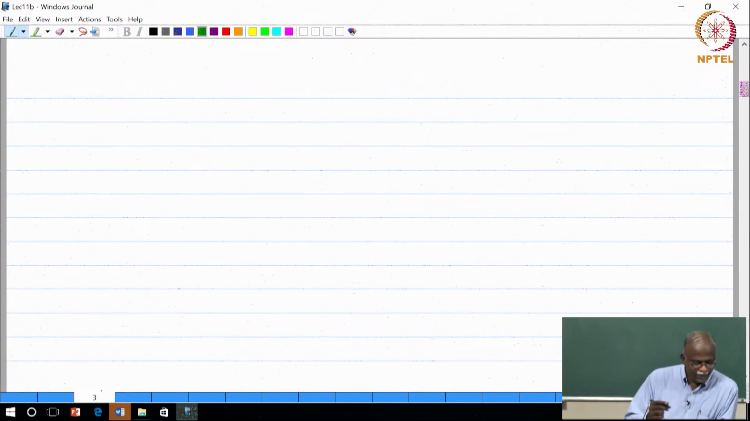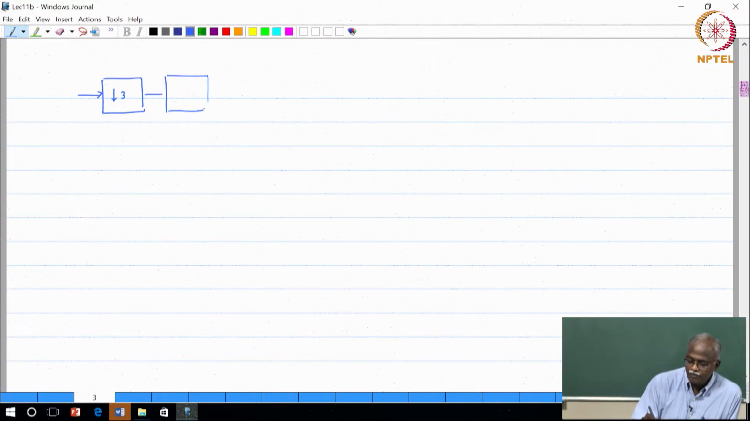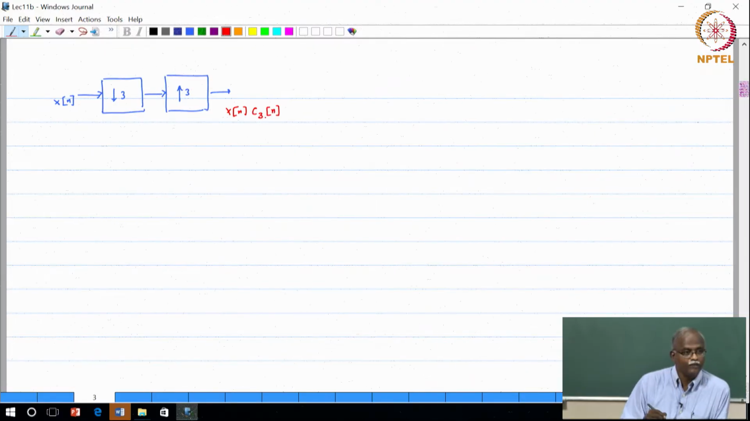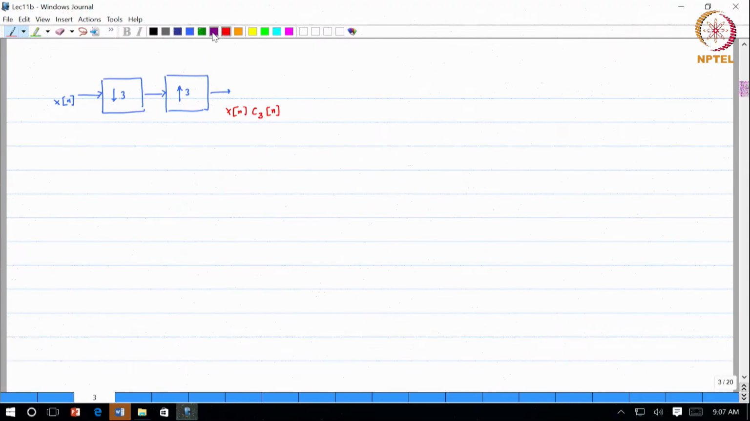Now, let us build on what we have discussed in the last class, several useful results by way of a review. Let me ask you to look at this particular block: downsample by a factor of 3, upsample by a factor of 3. This is x of n, and the output is the same as x of n multiplied by the comb sequence C3 of n. It is good to keep in mind what exactly we have done.